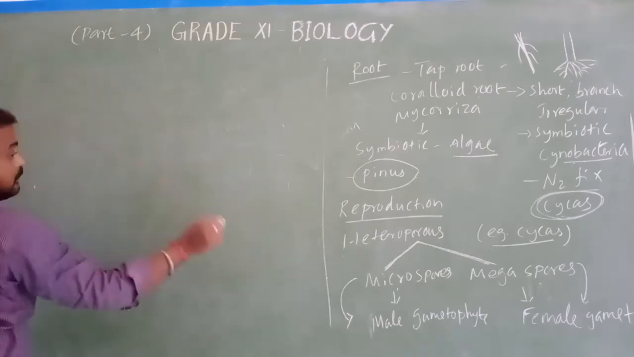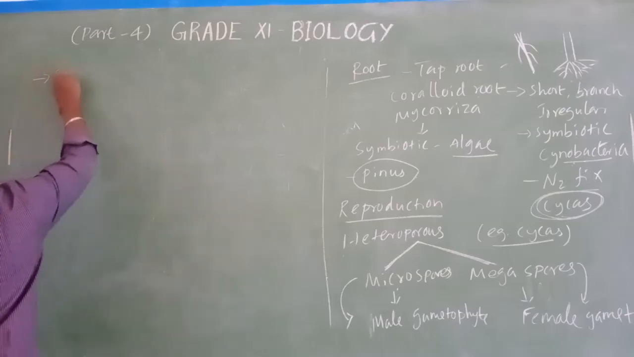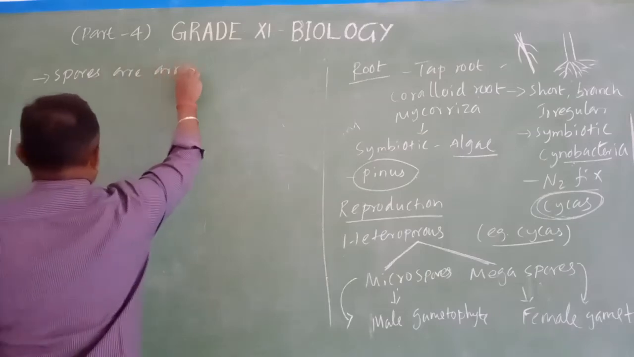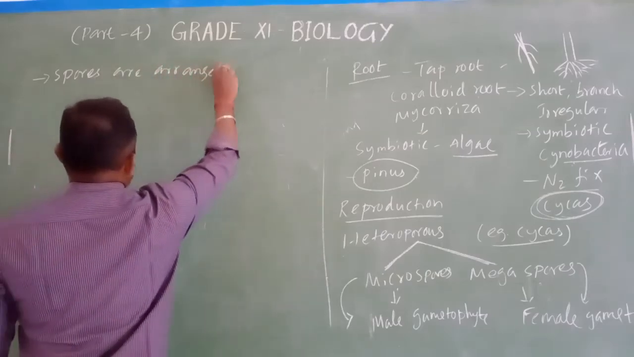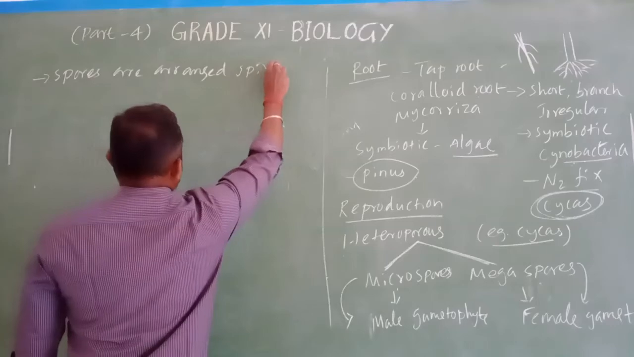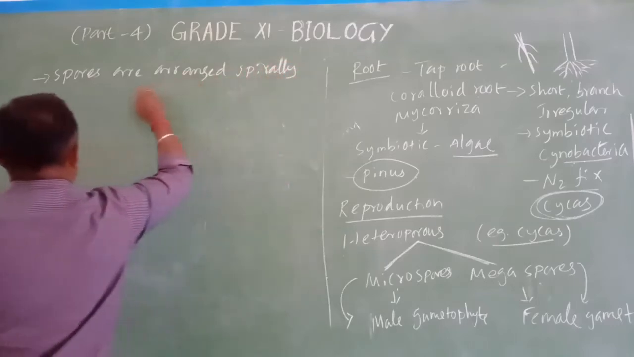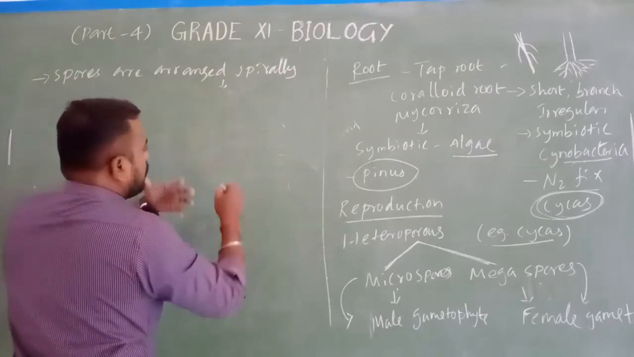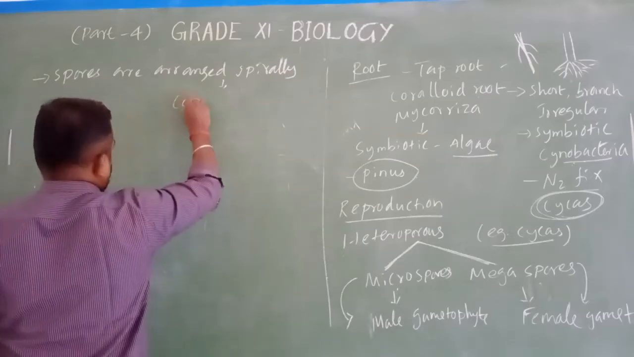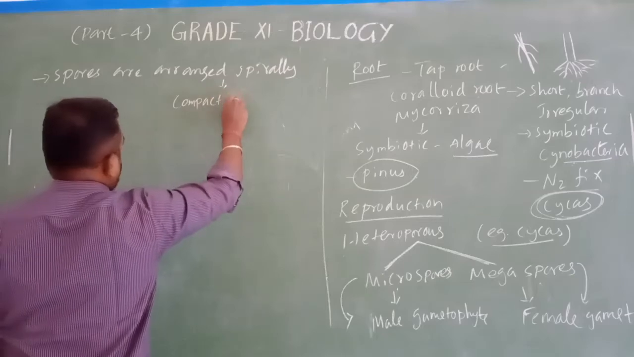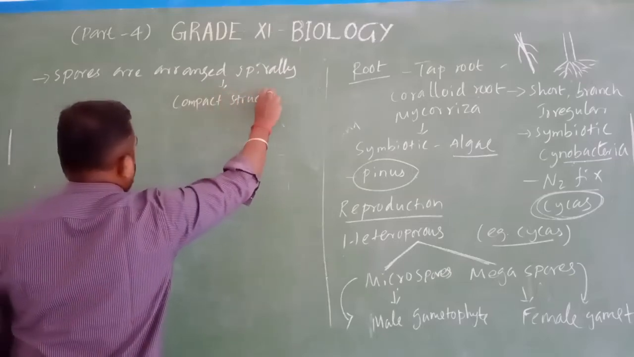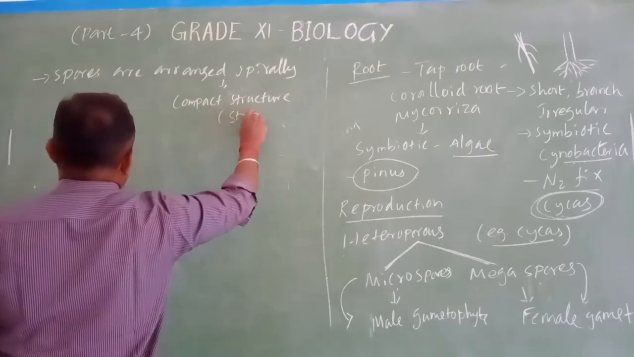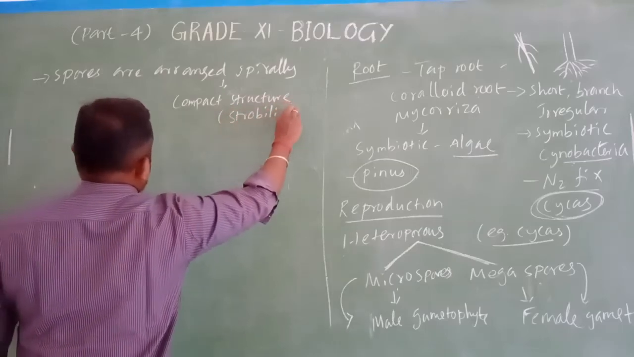Actually, the spores are arranged spirally. Spores are arranged spirally, so it is giving one compact structure. That compact structure is strawberry or cone.